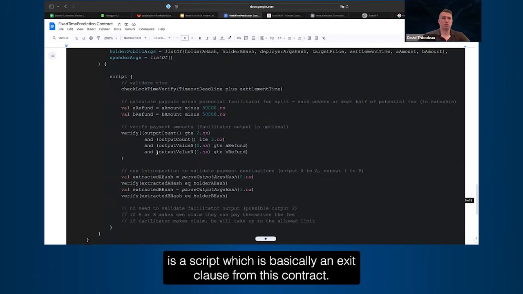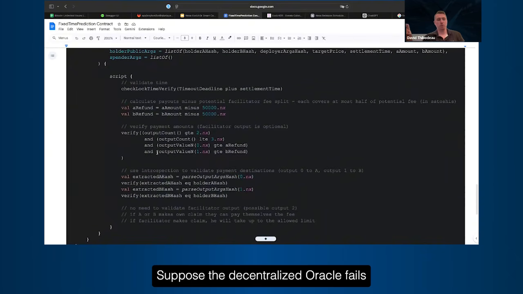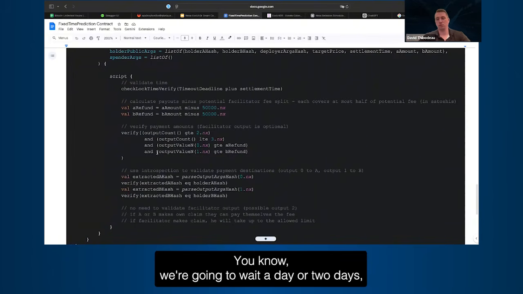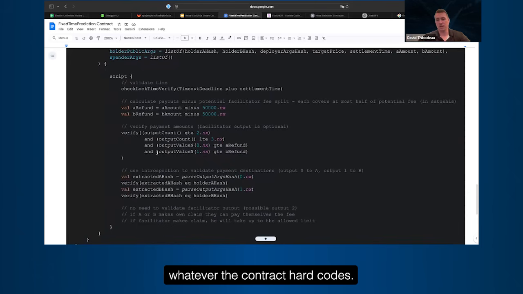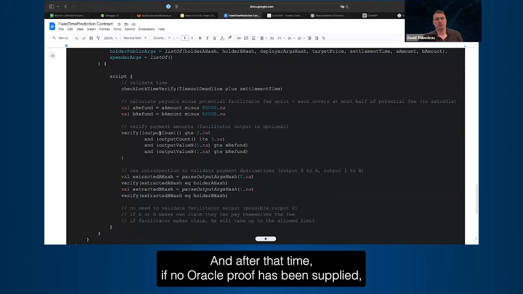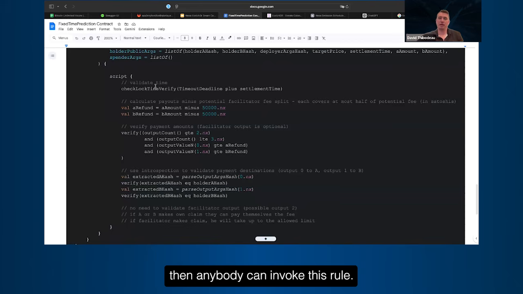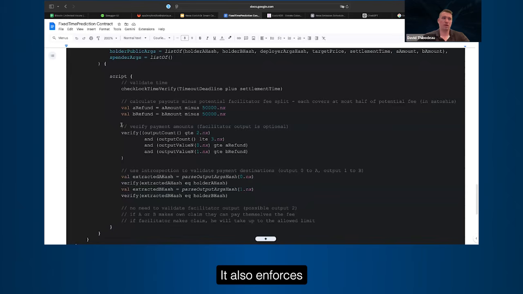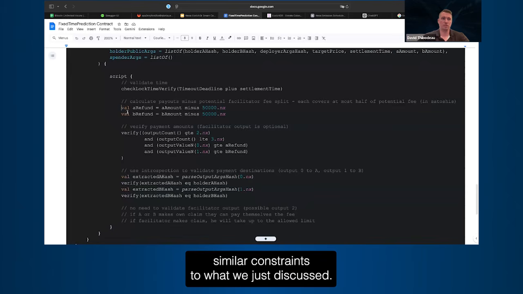Our last rule is a script which is basically an exit clause from this contract. Suppose the decentralized Oracle fails to sign an outcome for a particular event. What are we going to do in that case? We're going to wait a day or 2 days, whatever the contract hard codes. It's all configurable. We are going to make sure that a particular lock time has passed. And after that time, if no Oracle proof has been supplied, then anybody can invoke this rule. It also enforces similar constraints to what we just discussed.